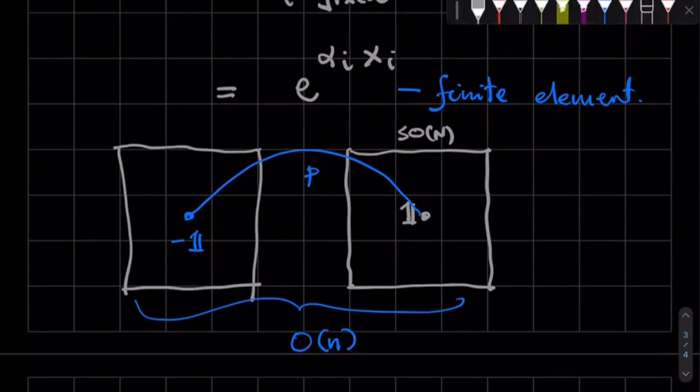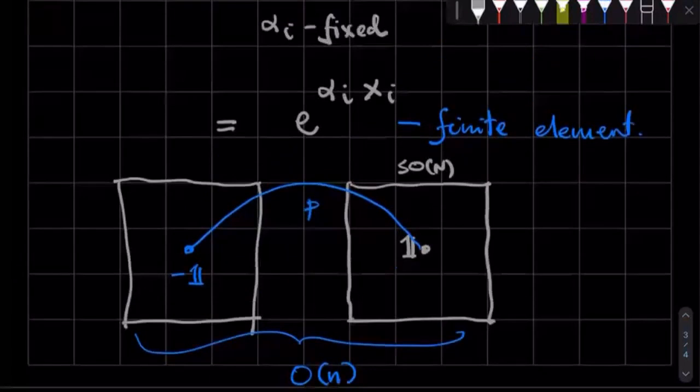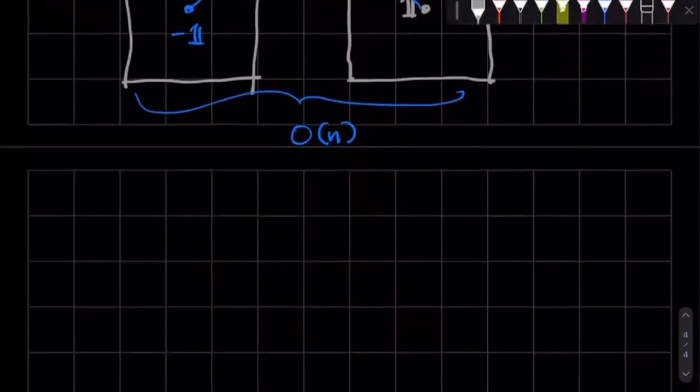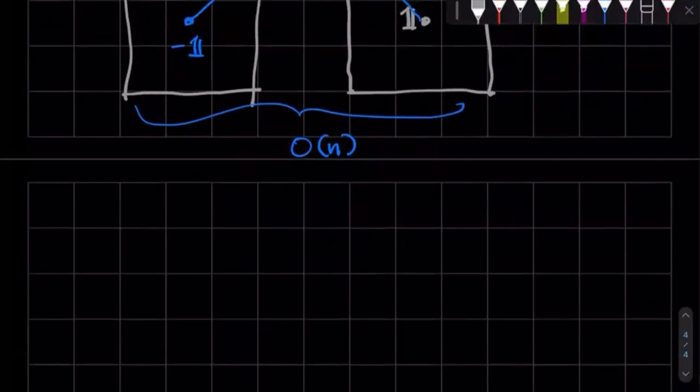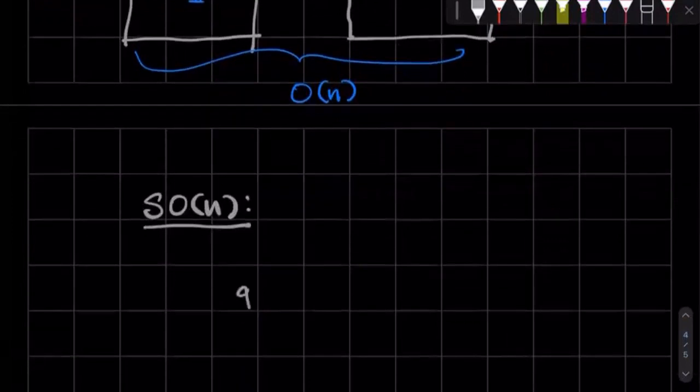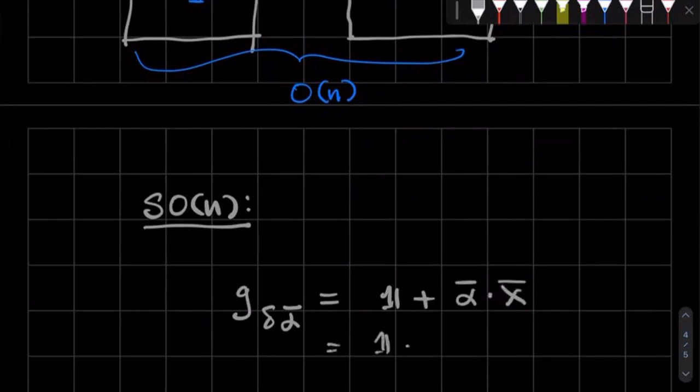Okay. Yeah, makes sense. And then what we did is that we then used the fact that, if we now take the group, say SO(N), and then we take a small element, G of delta alpha, this has the form of 1 plus alpha dot x, or as I was writing before, alpha_i x_i.